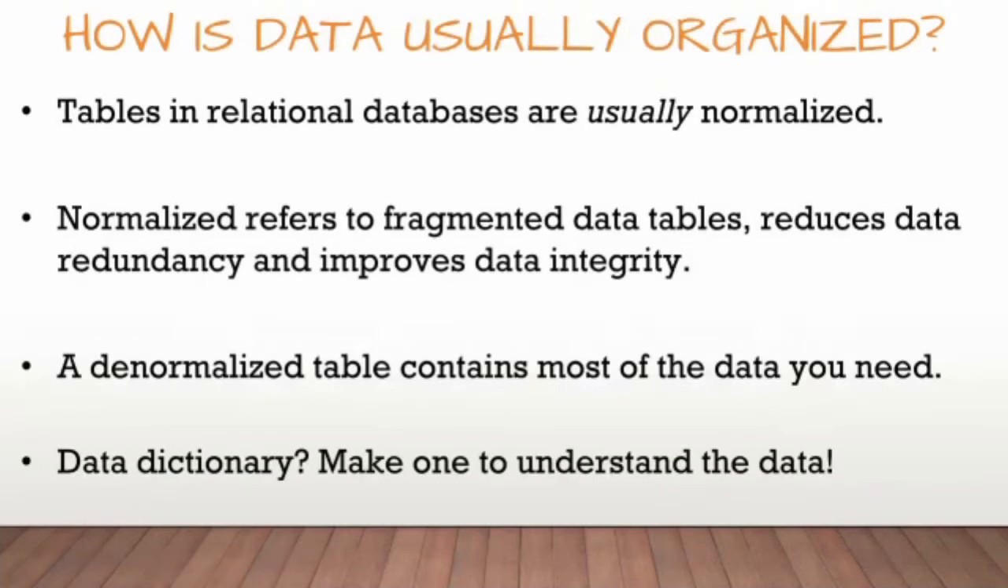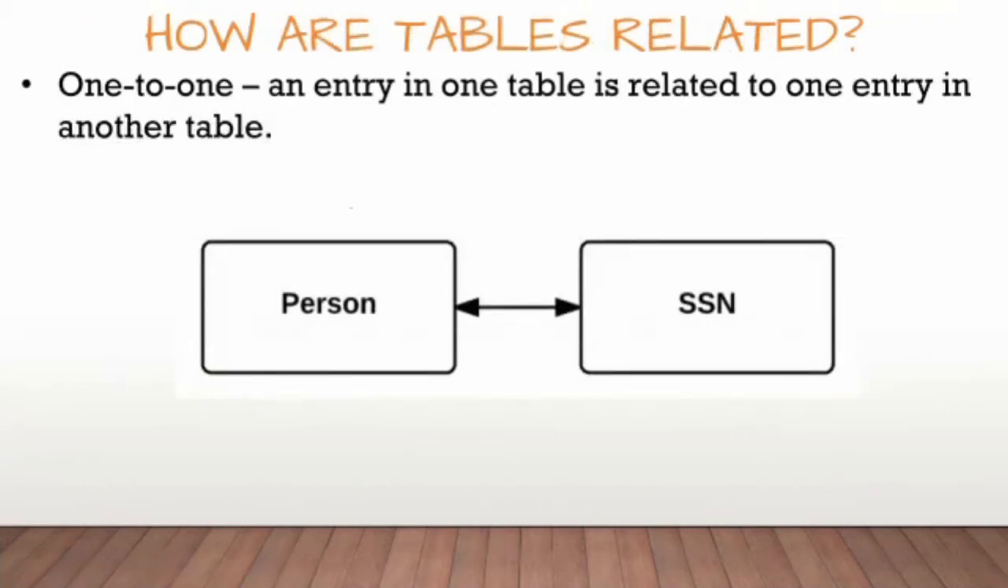And you can make a data dictionary just to help you understand the data when you go back to your office. So tables are usually related by relationships, much like how one person has just one social security number. This is called a one-to-one relationship, where one entry in one table is related to another entry in another table. That's called a one-to-one relationship in a relational database.